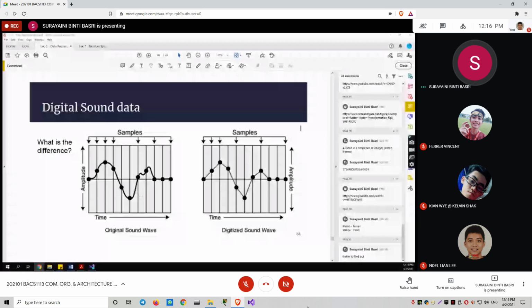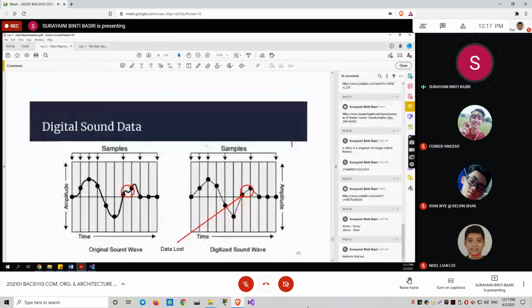Yeah. Okay, correct. So if you can see, the original is smooth, right? The curve is smooth. But when you transform it into digitized, there's a peak. It is direct, it is not smooth. Okay, so as highlighted in this slide, there's a wave here, but this one cannot capture that wave. So there's data loss here. When you convert from the original to the digitized, there's a possibility of data loss.